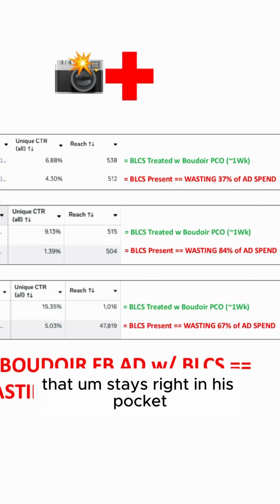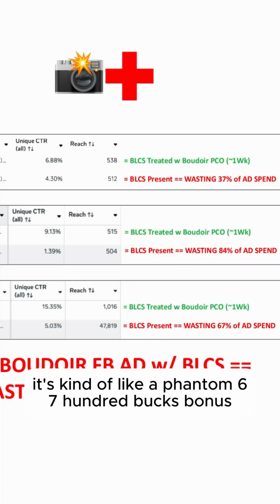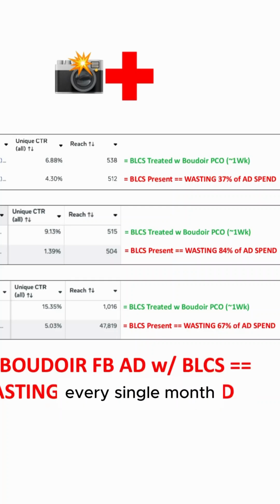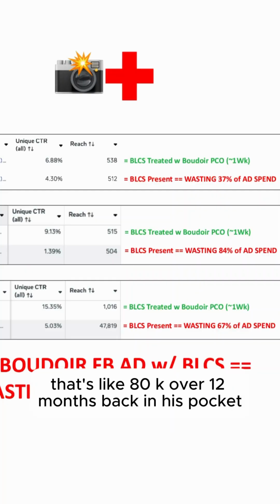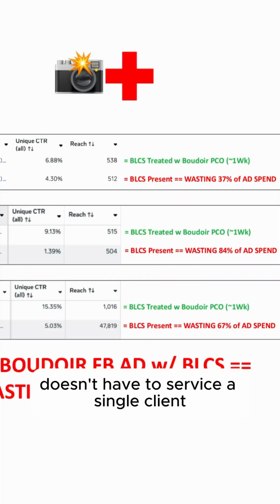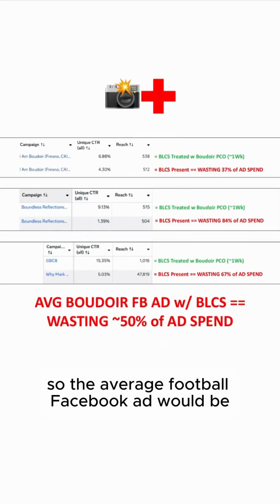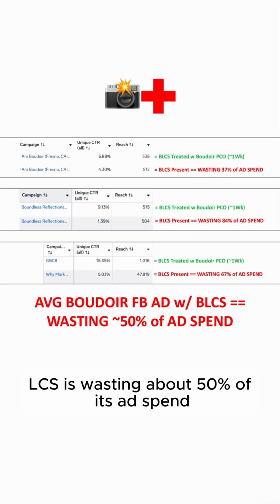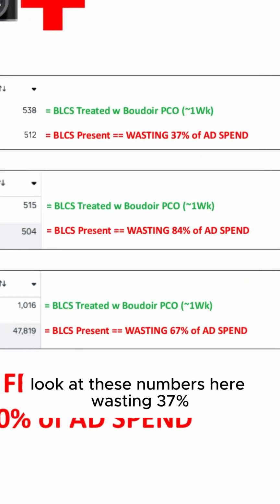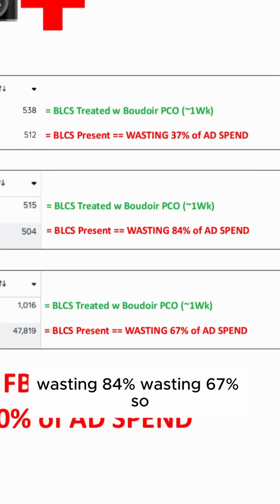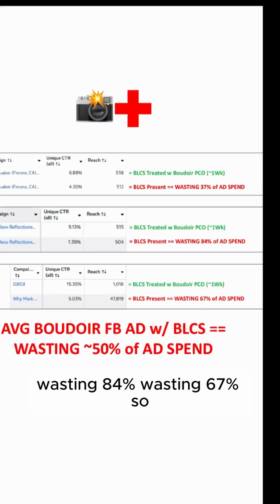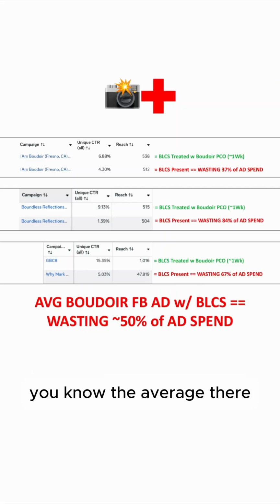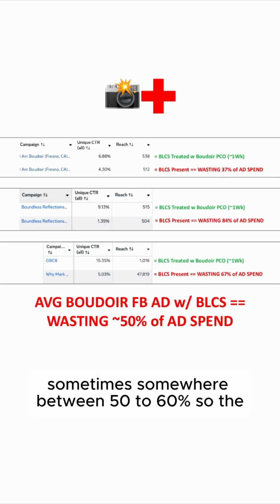That stays right in his pocket. It's kind of like a phantom $6,700 bonus every single month. That's like 80K over 12 months, back in his pocket, doesn't have to service a single client. So the average Boudoir Facebook ad with BLCS is wasting about 50% of its ad spend. So I mean, look at these numbers here: wasting 37%, wasting 84%, wasting 67%. So the average there is somewhere between 50 to 60%.